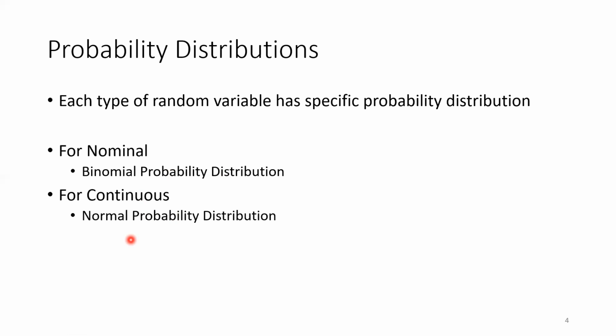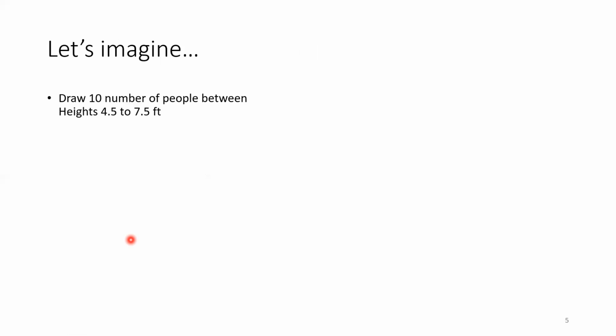And what is the normal probability distribution? Basically, let's imagine that we have a height between 4.5 to 7.5 feet. In the general population, you may have observed that mostly people lie between around 5 to 6 feet, and there would be a very low number of people in the higher range and in both extreme ranges.